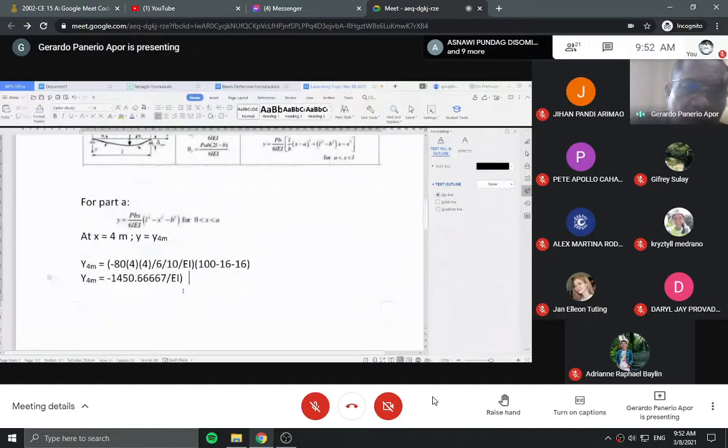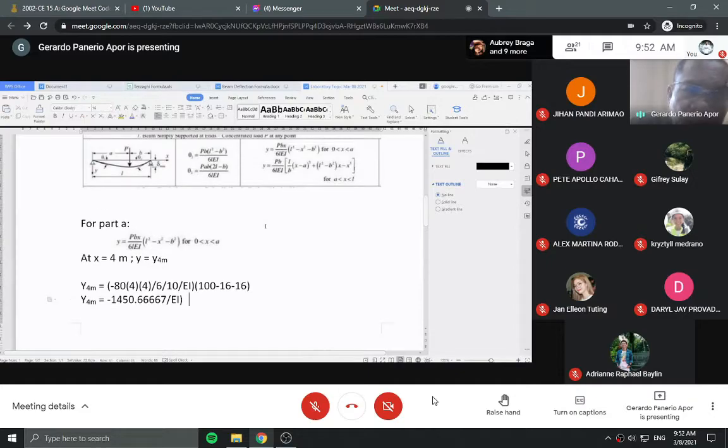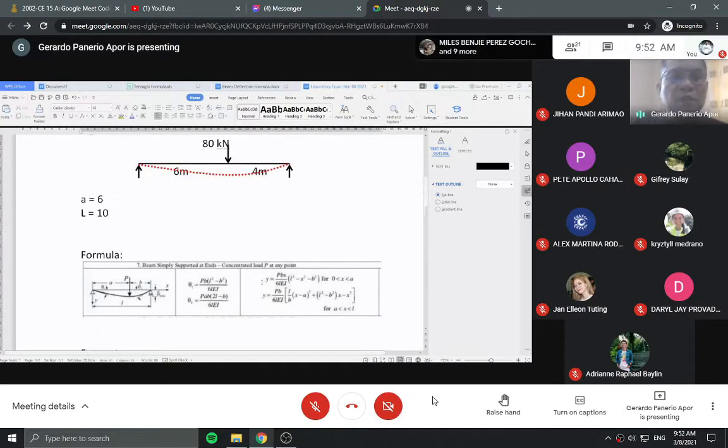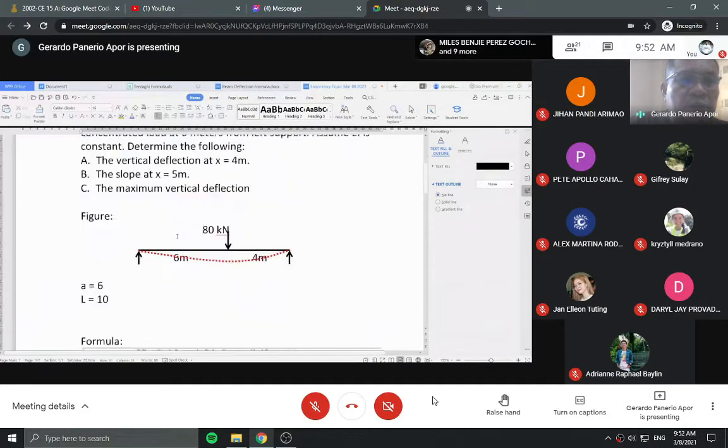Okay. Now, this equation does not mean only that you can determine deflection at x equals 4 meters, no? Actually, the formula here is a function of x, so you can use any value of x, no? But at the end of the equation, there is a condition. The understanding of this condition will let you know which formula you are going to use, no? Okay. So that's the answer for number 3.